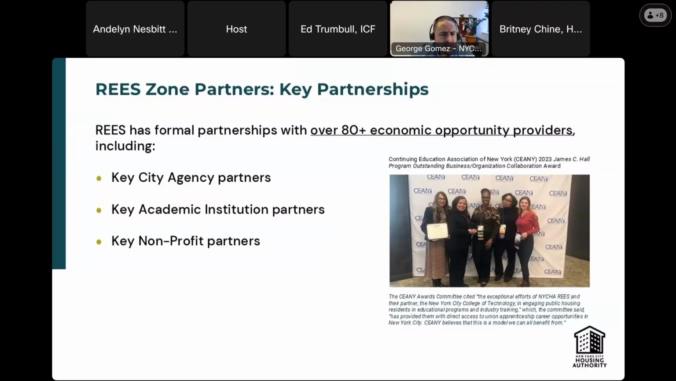Some of our key academic institutions include CUNY and SUNY, which are City University of New York and State University of New York. And just to name a few as it relates to CUNY, we have LaGuardia Community College, Kingsborough Community College, New York City College of Technology, and other SUNY institutions. Some of our key nonprofit partners include Brooklyn Workforce Innovations, the HOPE Program, and St. Nick's Alliance. Next slide, please.